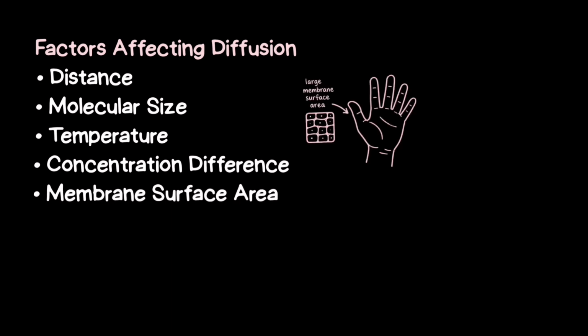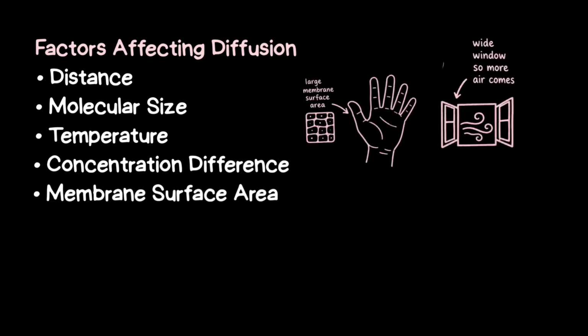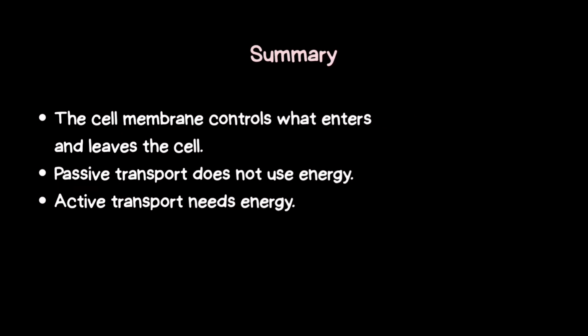A larger membrane surface area allows more movement, like a bigger window letting in more air than a small one. So these factors can make diffusion faster or slower. Scientists study these factors to understand how quickly substances move through cells, which is useful when developing medicines and studying how the body works. Here's a quick summary of the main points on membrane transport.